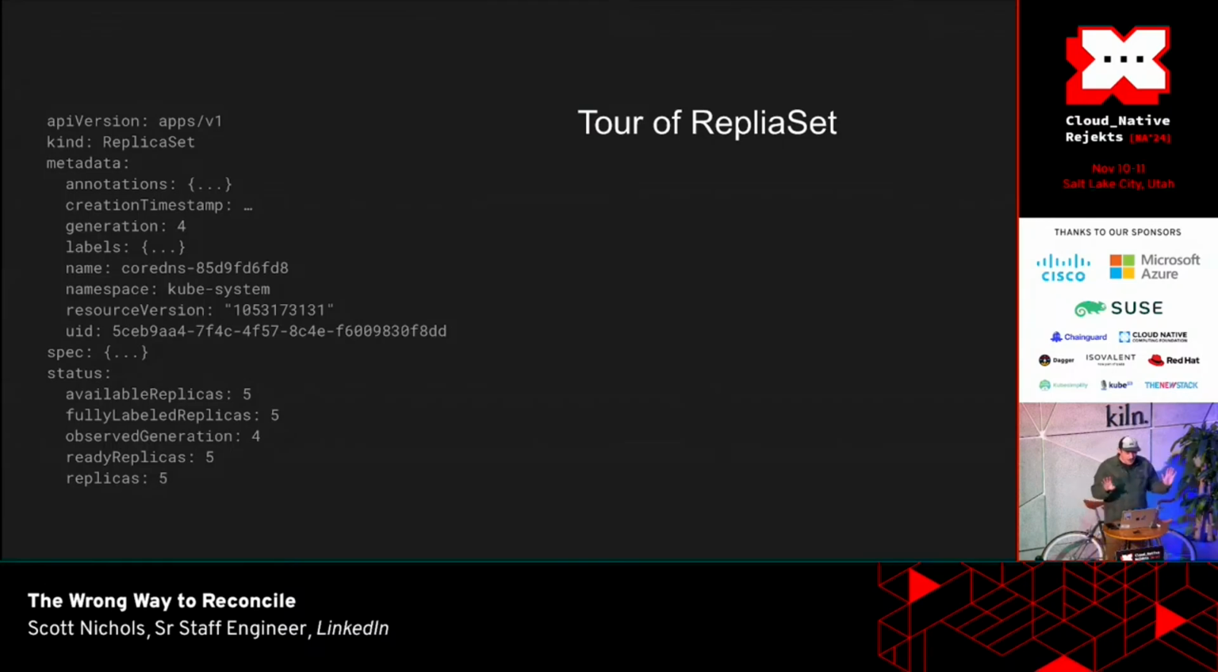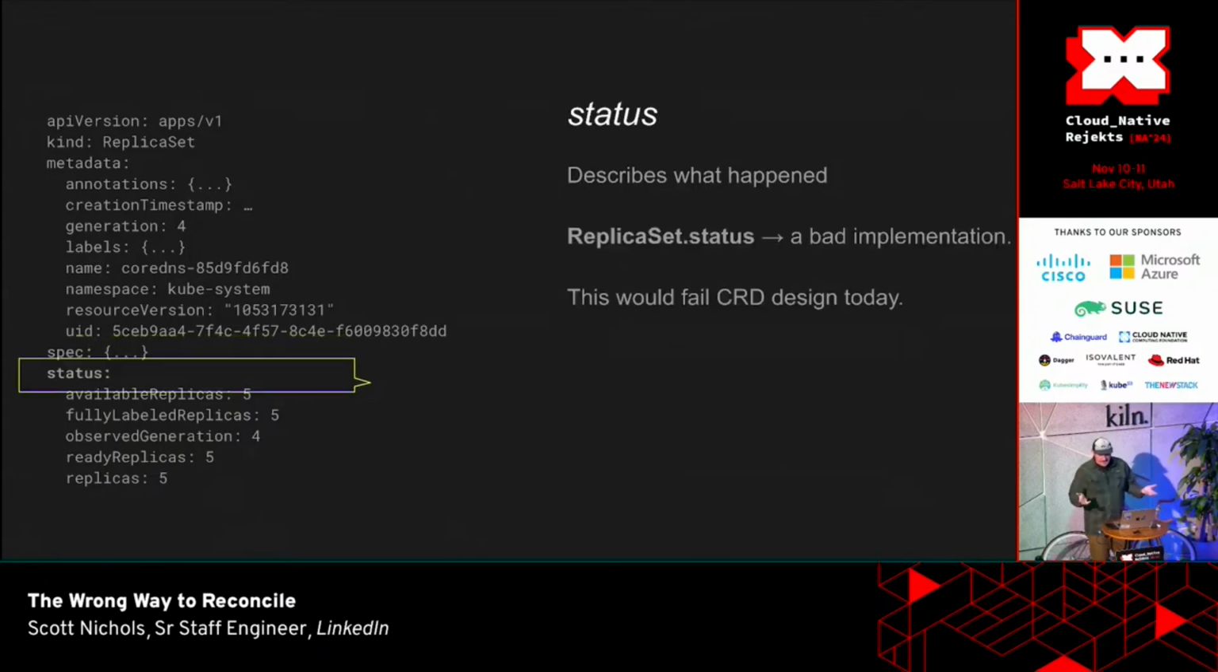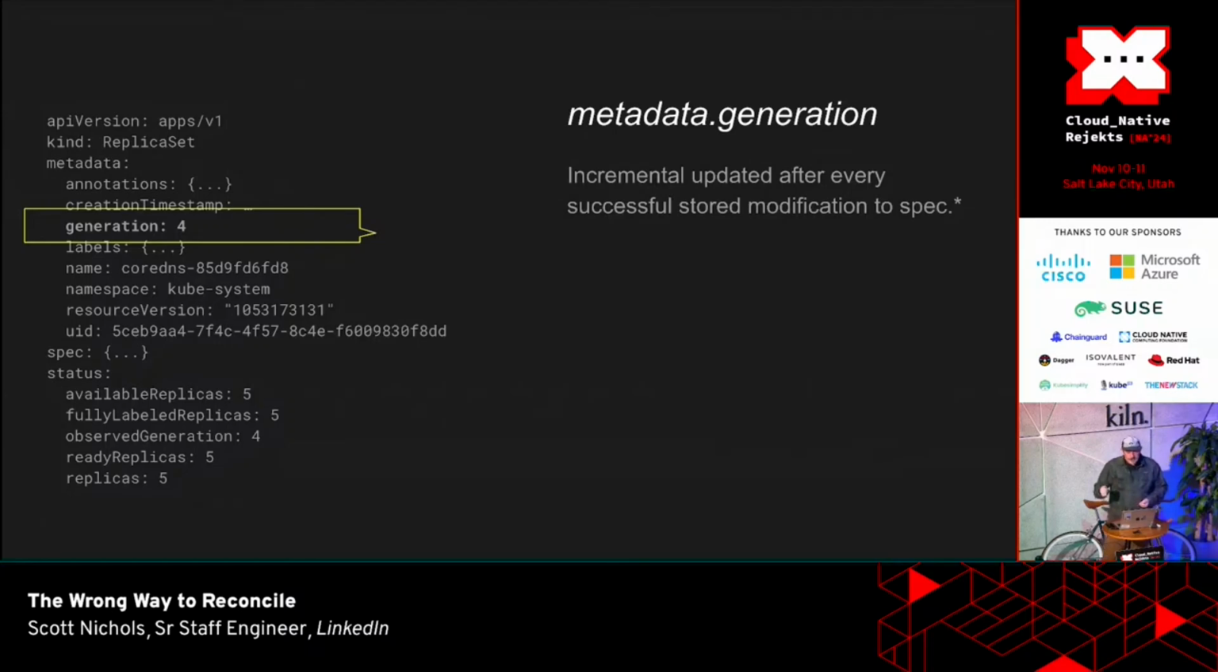So let's just take a quick tour of a resource. This happens to be a core Kubernetes resource, the replica set. So, right, we have the spec, it's the thing you asked for. We have the status, which is the opportunity for the controller to tell you what it did. You have the generation. Does anyone know when the generation gets bumped? I don't know, hands. So if you update anything in the spec, generation will get updated. What if you update the label?